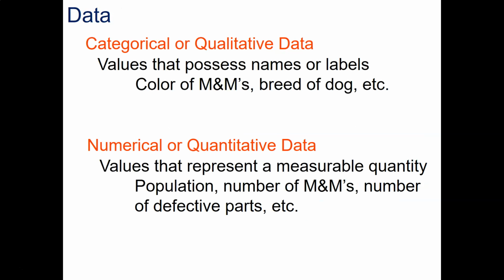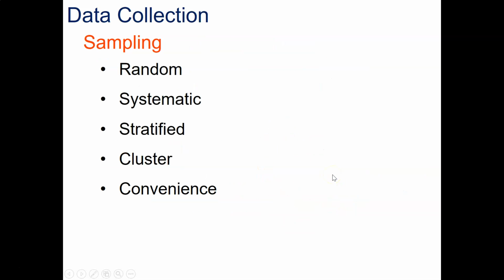We have qualitative data versus quantitative data. Qualitative, you just talk about qualities of something. There are no numbers involved here. Things like colors of M&Ms, breeds of dogs, anything that does not involve a number that you can make different comparisons of would be qualitative data. Quantitative data deals with numbers: how many people in a population, the number of M&Ms, the number of defective parts, and so forth. It all deals with numbers. We have actual numbers to deal with there.